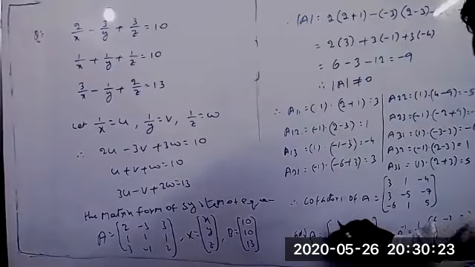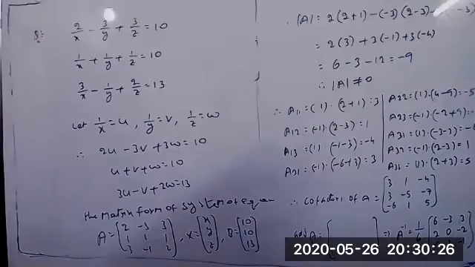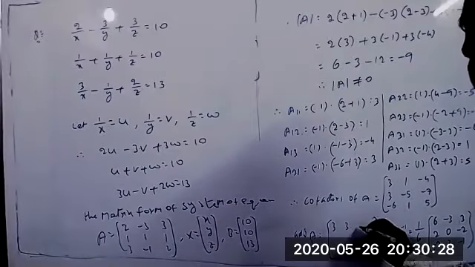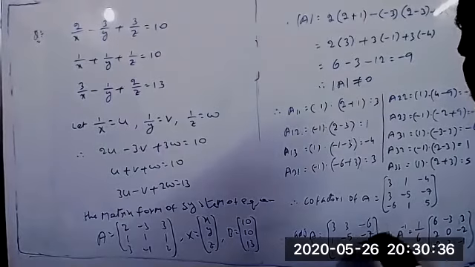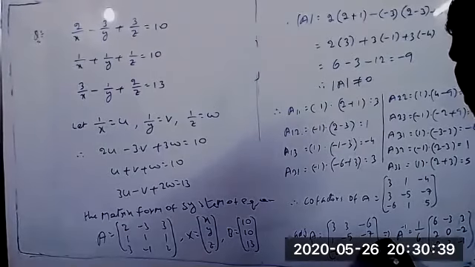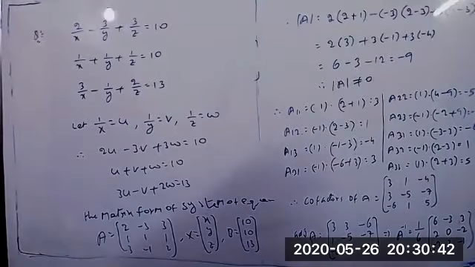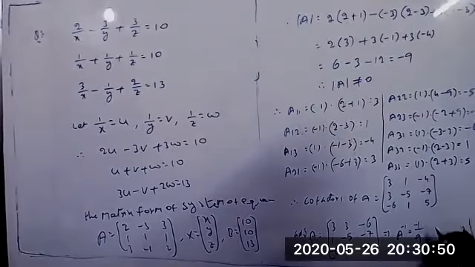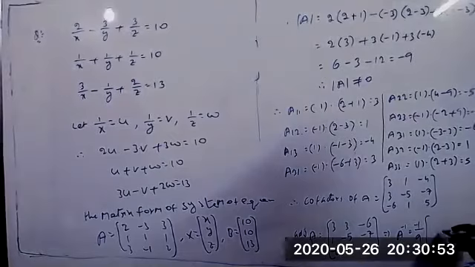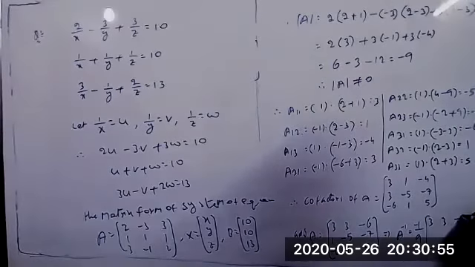So adjoint A equals 3, minus 6, 1, then 1, minus 5, minus 7, and minus 6, 1, 5. Therefore, the inverse equals 1 by determinant of A, and we got minus 9, so this is minus 1 by 9 into adjoint A. Adjoint A equals 3, minus 6, 1, 1, minus 5, minus 7, minus 6, 1, 5.